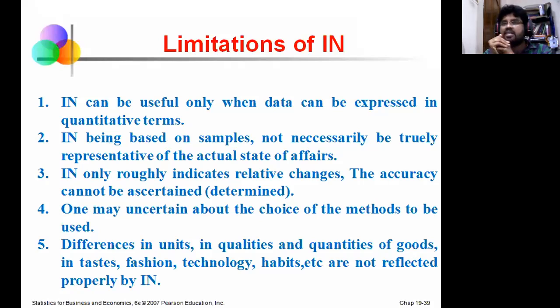Another limitation: index numbers are based on samples, not on the whole population. The researchers, those who estimate the values, the estimators, don't have sufficient time to visit all the people and collect the data. So they take a sample of observations and estimate some index numbers. That is why an index number, being based on samples, is not necessarily truly representative of the actual state of affairs.